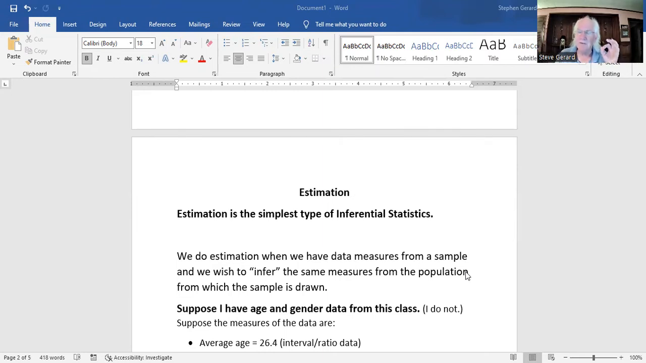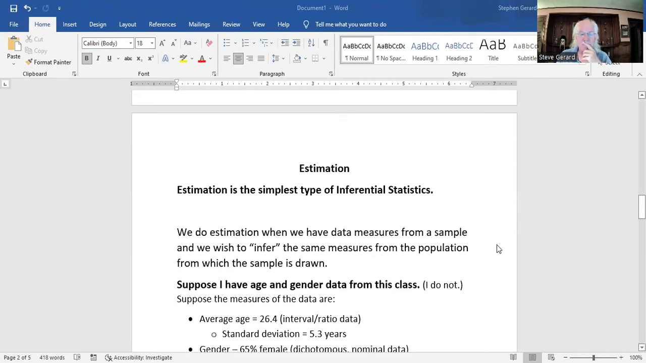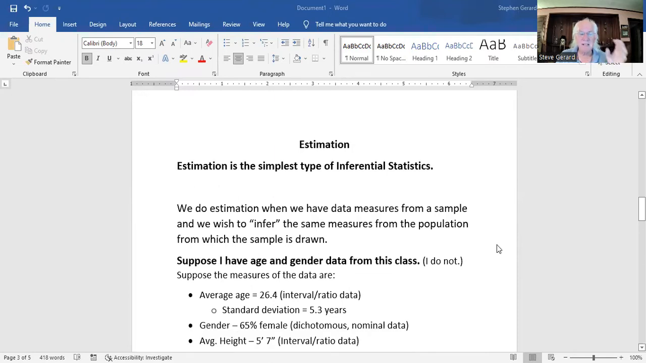But again, I want you to have a sense that we're going to talk in this class right now about estimation, which is a type of inferential statistics. And the theory behind it is fairly similar. We do estimation when we have data measures from a sample, and we wish to infer the same measures to the population.